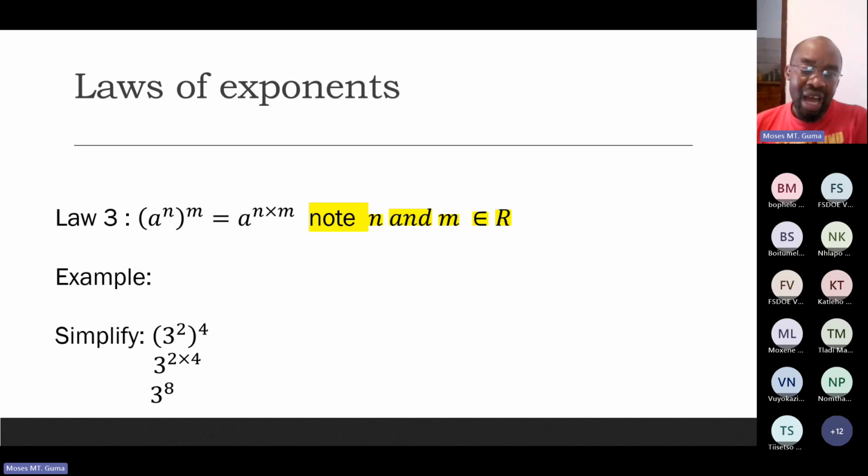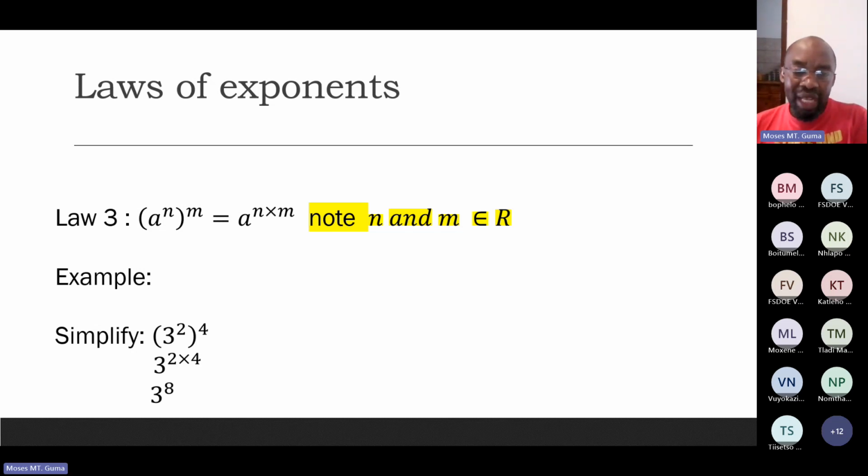That's beautiful. How do I simplify this now? It would be base 3, exponent 2 times 4, like the law has actually guided us to do. Now, I would multiply 2 times 4, and the product would be 8. I raise 3 to power 8.